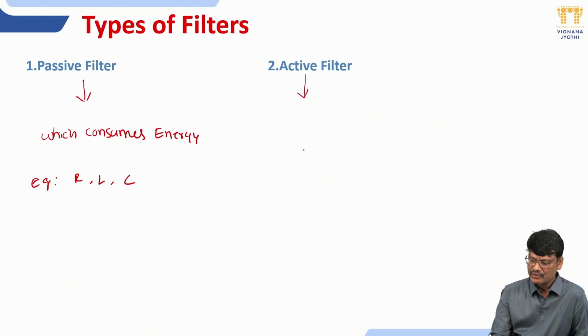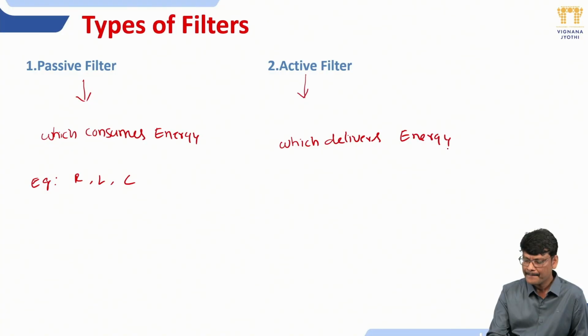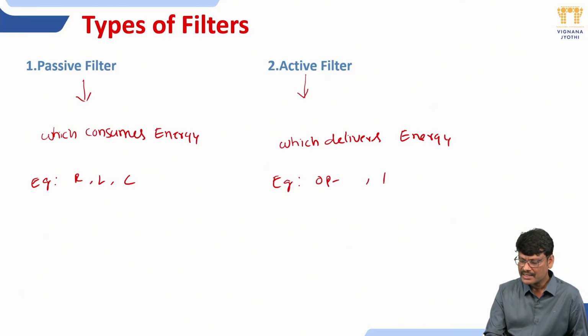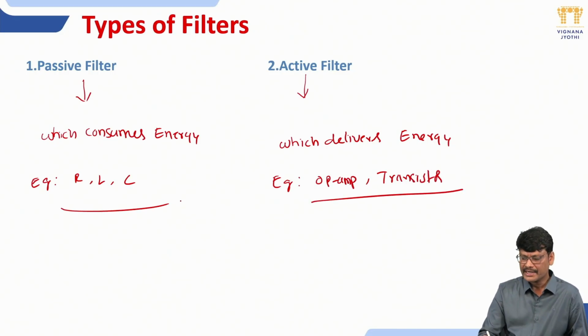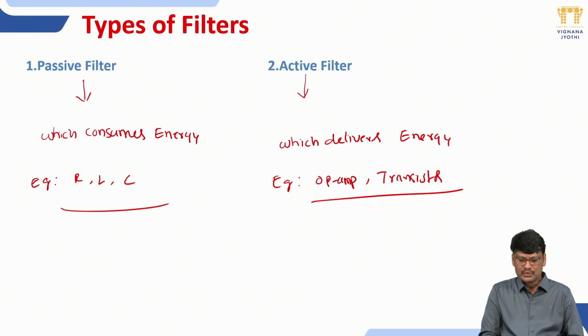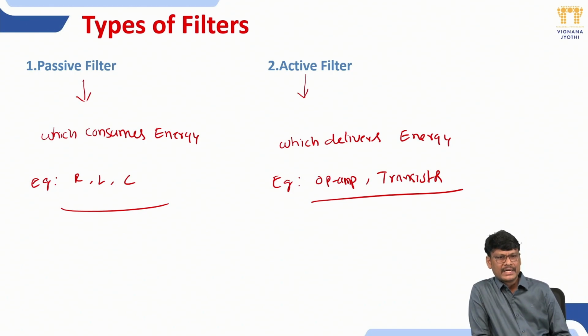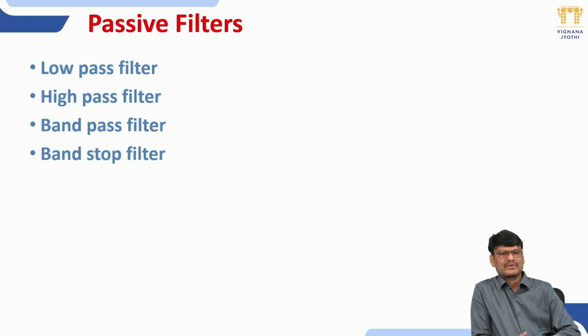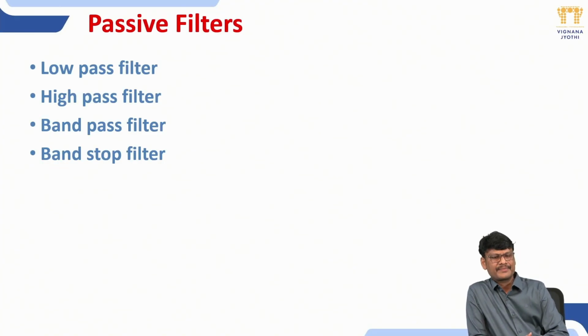An active filter consists of active elements, nothing but elements which deliver energy. Examples of active filters are operational amplifiers (op amps) and transistors. So these are the examples of active filters. Now today we are going to discuss only passive filters, the types of passive filters. So this is our topic.